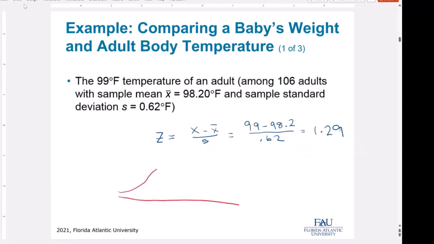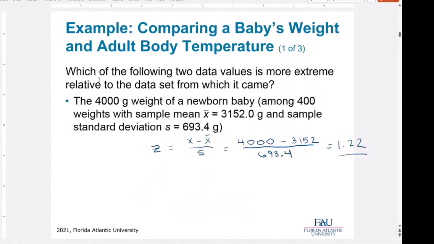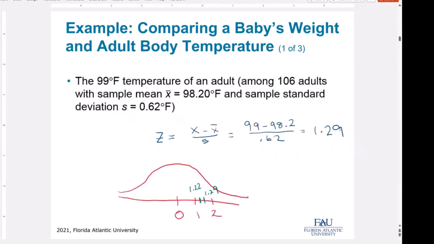1.29, here's our bell curve. It's also called our normal curve. Here's 0, here's 1, and here's 2. Let's say this is 1.22, and this right here is 1.29. And the question that we were asked is, which of the following two data values is more extreme relative to the data set which it came from? The one that's more extreme is the 1.29 because it's further away from the mean. The answer to this problem is going to be adult temperature.